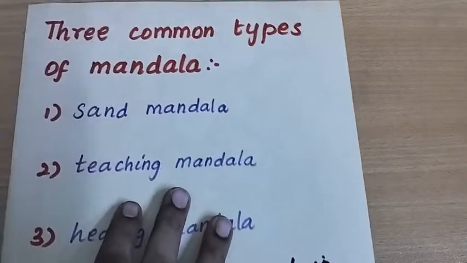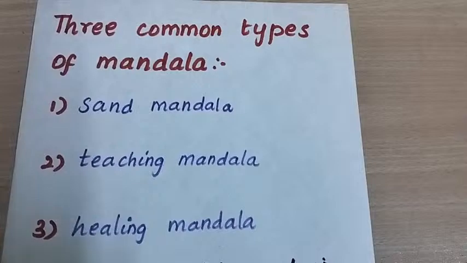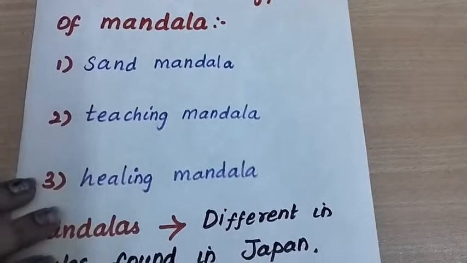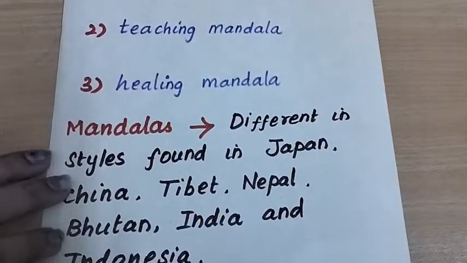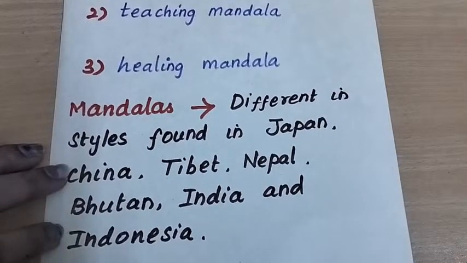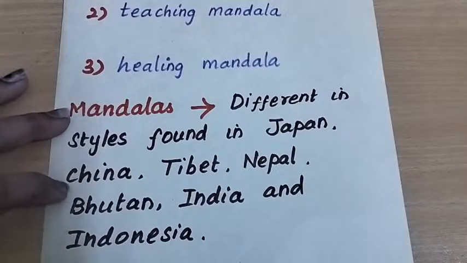So next I'll show you some of the types of mandala that I told you about. The three common types of mandala I told you before are the sand mandala, teaching mandala, and healing mandala. Mandalas are used in different styles in Japan, China, Tibet, Nepal, Bhutan, India, and Indonesia. Each and every country uses them in a different way.